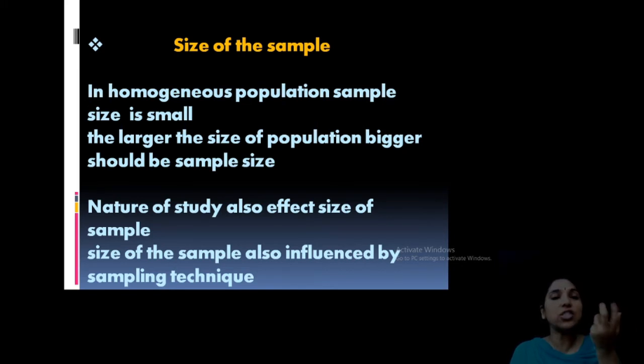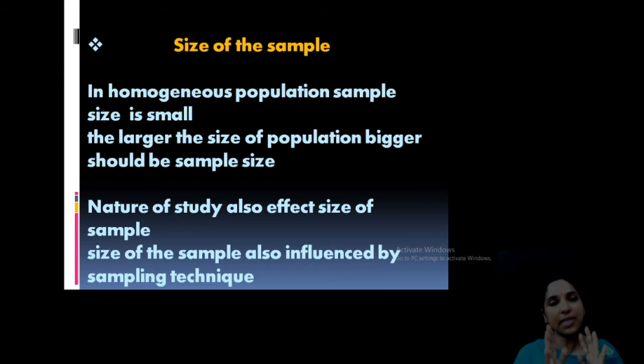Then the nature of the study also affects the size of the sample. For example, in the case of a study of a water body, you have to collect the planktons. A huge number of planktons will be there in that entire river or entire pond. So how will you collect it? Based on the area of your study, you can determine how much sample you need. Okay, that is your decision. That is how the nature of the study affects the size of the sample.